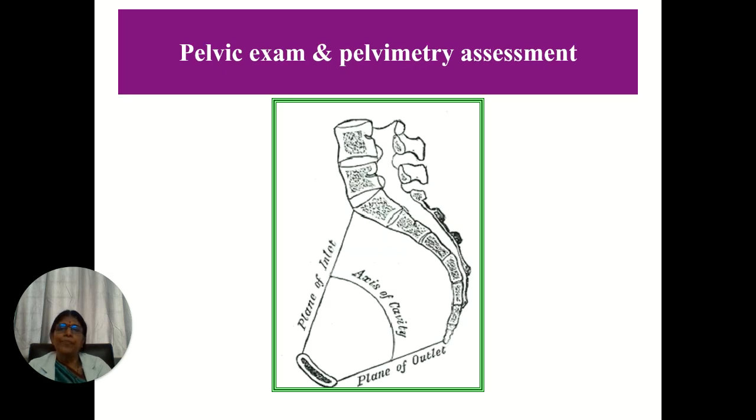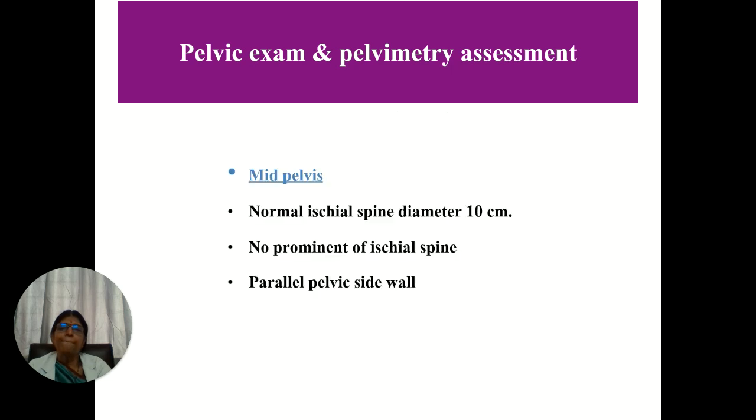Now coming to the mid pelvis, after looking at the curvature of the sacrum, the sacrosciatic notches and the pelvic side walls, you stretch your gloved fingers on either side at the mid cavity to the ischial spines. You stretch the forefinger and the middle finger of your hand, and if you are not able to palpate both at the same time, that means the interspinous diameter is more than 10 centimeters and it is adequate. The ischial spines should not be prominent. The side walls should be parallel at the mid pelvis.